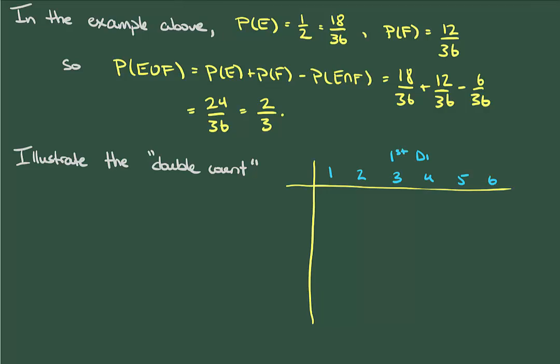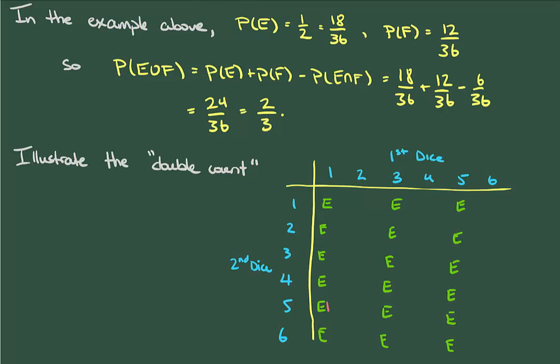Let's draw up our dice roll table with the first dice being along the first row and the second dice along the first column. I'll write in E for the events which occur in E, and unsurprisingly, I'll use F for those events in F. Now, if you count how many objects we filled in, you would get 24, which is the result above, right? 24 over 36. But if you count out the E's and F's separately, we get 30 of them, which is 6 too many. So what went wrong?